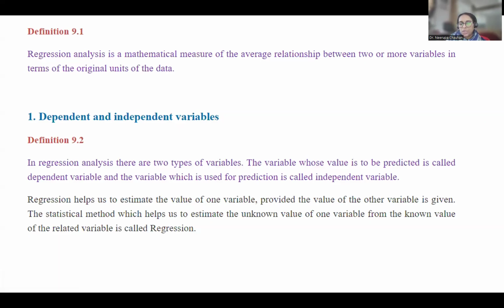Morning, everyone. Today we are going to discuss regression. In the last lecture, we had discussed correlation. Today we are going to discuss regression.